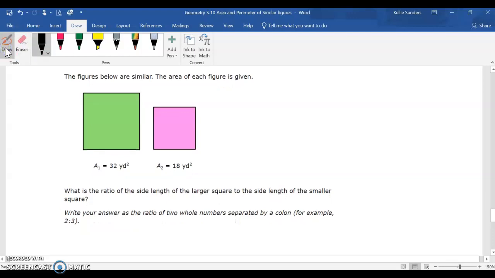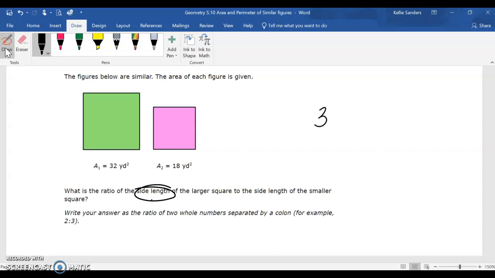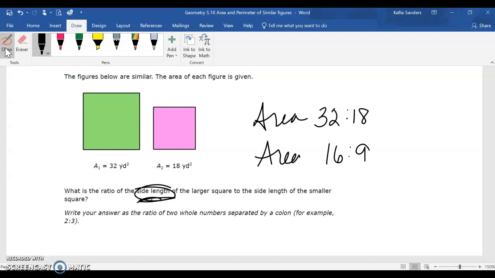The figures below are similar. The area of each figure is given. What is the ratio of the side length? So there's a couple ways that we could do this. Let's reduce this first. 2 goes into both of these, so I'm going to reduce them by 2. But this is still area, and I want length. So what are we going to do with length? We're going to square root both of those. So it's going to be 4 to 3.